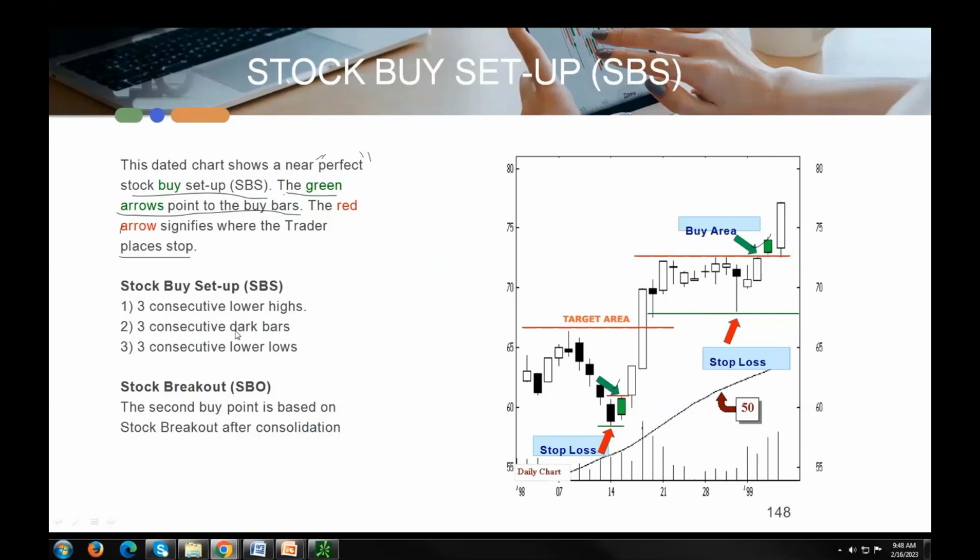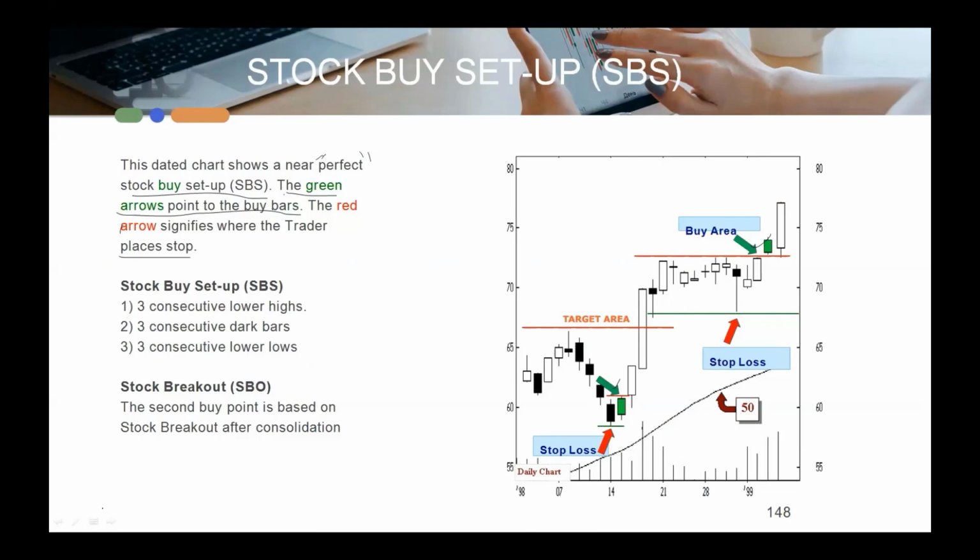Okay, and then we have the setup. Just looking at price action over here on my right screen. Stock buy setup 3. So this is a stock buy setup. We have an uptrend, yeah? Here's the 50 or the 20 period moving average. We talked about that yesterday.